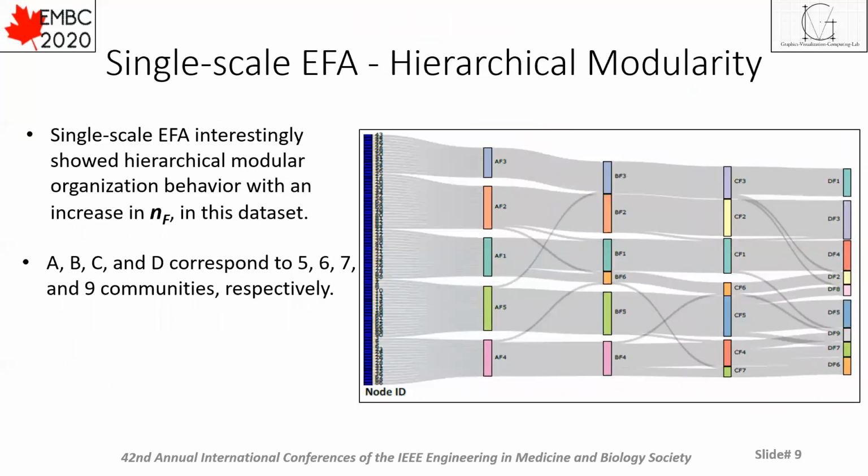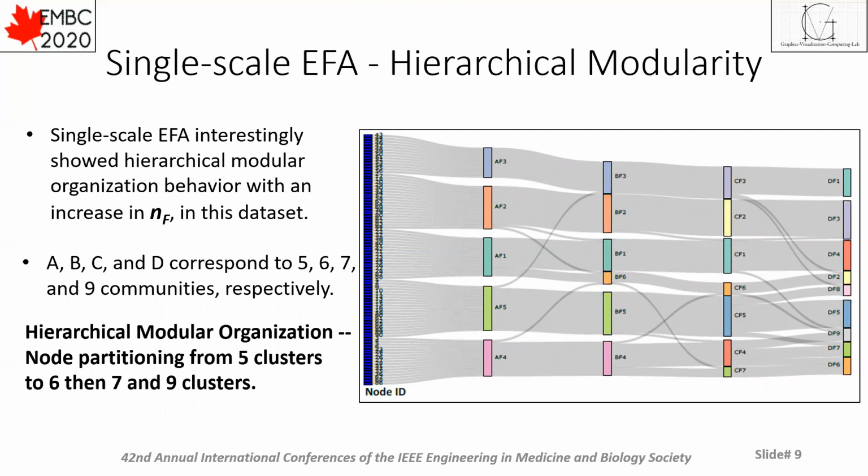Single-scale EFA interestingly showed hierarchical modular organizational behavior with increase in NF in this dataset. Since there is no unique hierarchical grouping in FCN at resting state, this result is not generalizable. With the Sankey plot, we notice the hierarchical behavior of node groupings from 5 clusters to 7 and then 9.